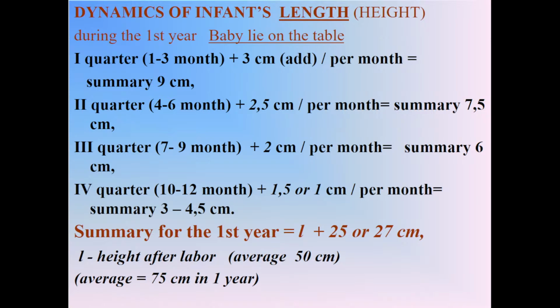In summary, for the first year of life, our child grows by the formula: height at birth, on average 50 centimeters, plus 25 in summary during the first year of life. As a result, on average we have a body height of 75 centimeters at the end of the first year of life.